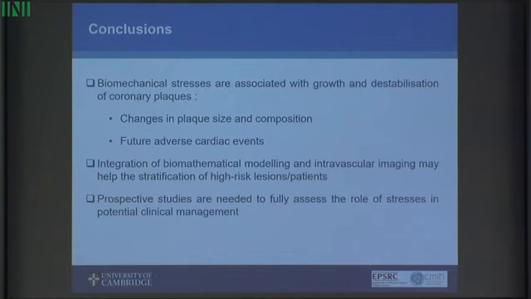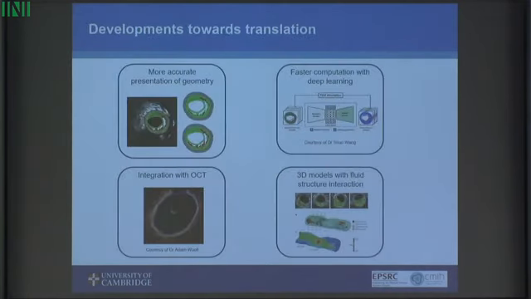So as a quick conclusion, in the two recent studies, we found that biomechanical stresses associate with the growth and destabilization of coronary plaques. This is reflected in the changes of the size and composition, and also the likelihood for future events. The integration of the modeling and intravascular imaging may help to identify high-risk lesions or even high-risk patients, but prospective studies are still needed. So far I've been talking about a more model-based approach, but there will certainly be lots of developments needed to make it towards clinical translation.